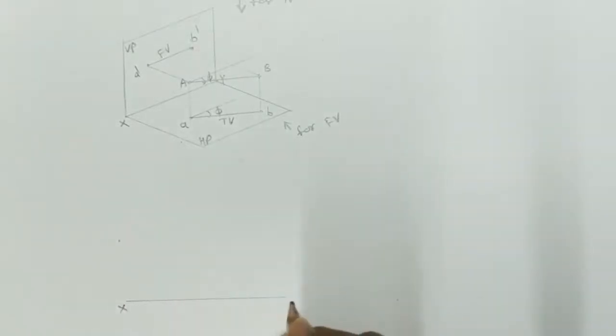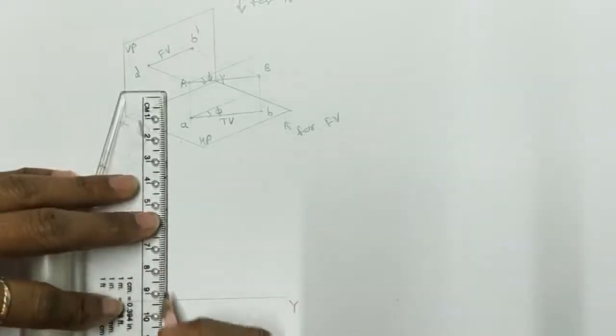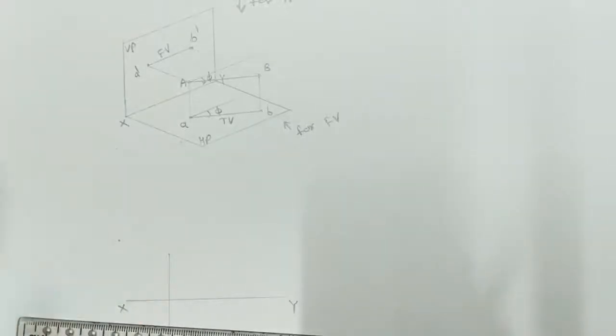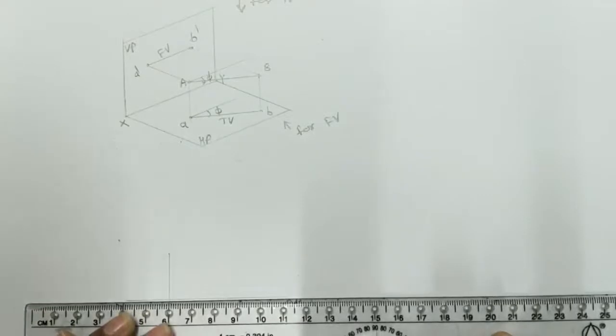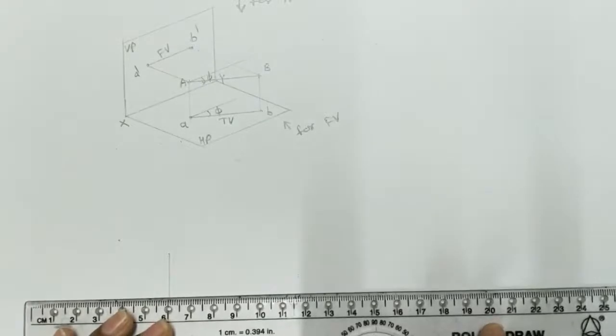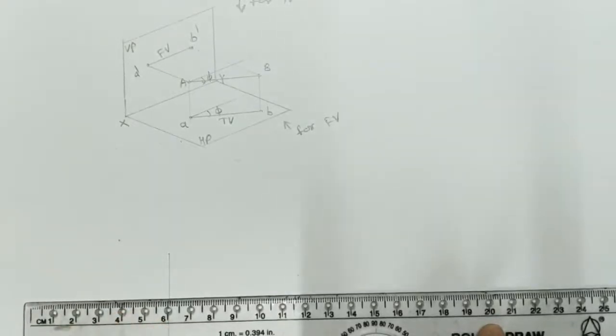Suppose this is line X and Y. Take random distance and draw lines. So in the front view we will see a horizontal line and in the top view we will see the inclination. So the front view is a horizontal line and the top view is the inclination.